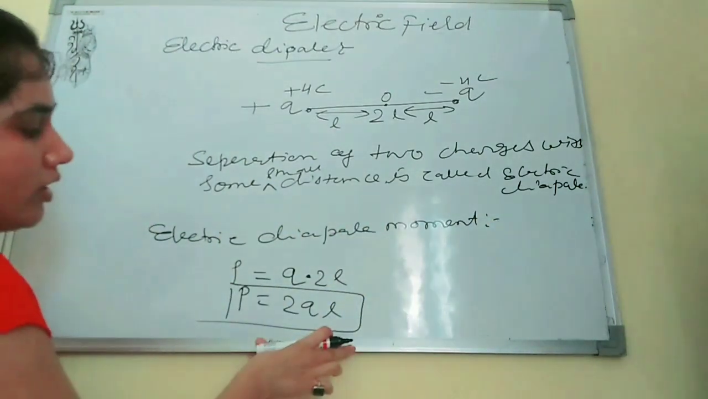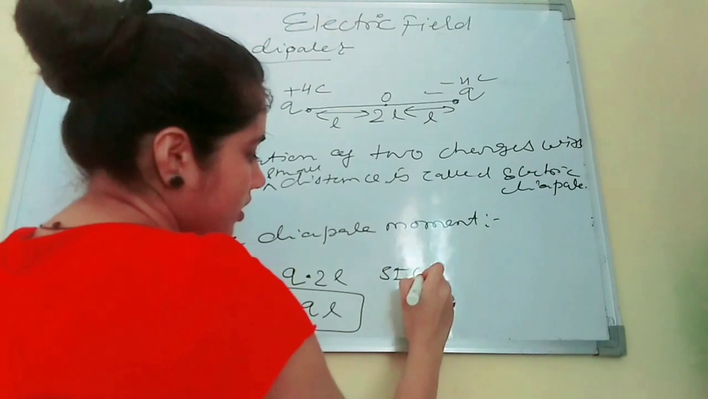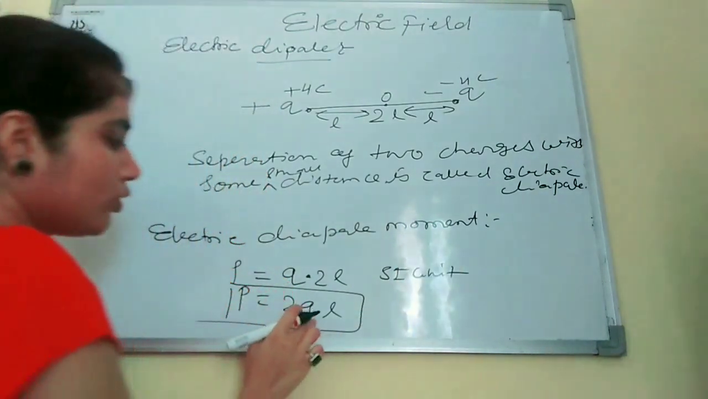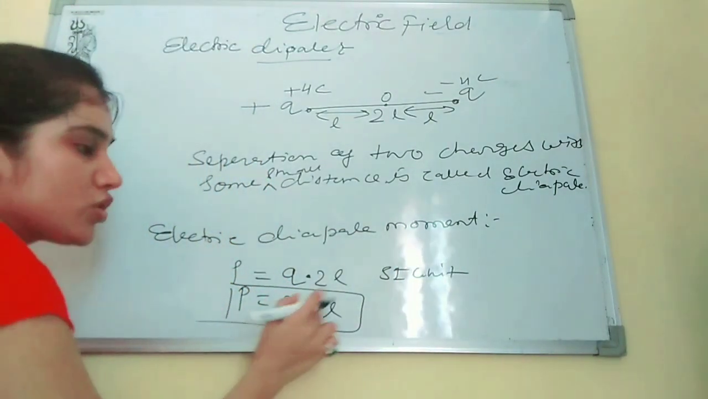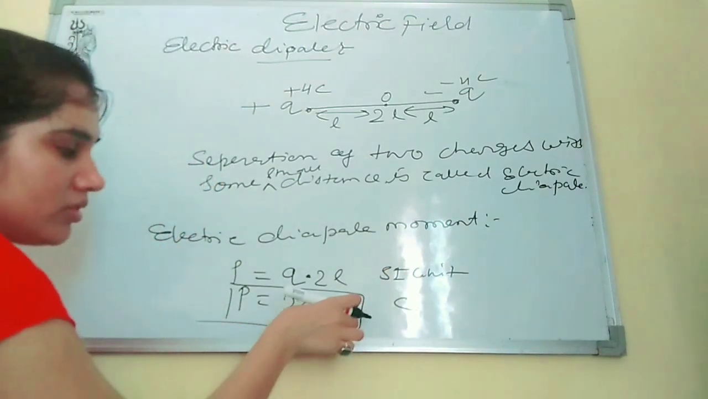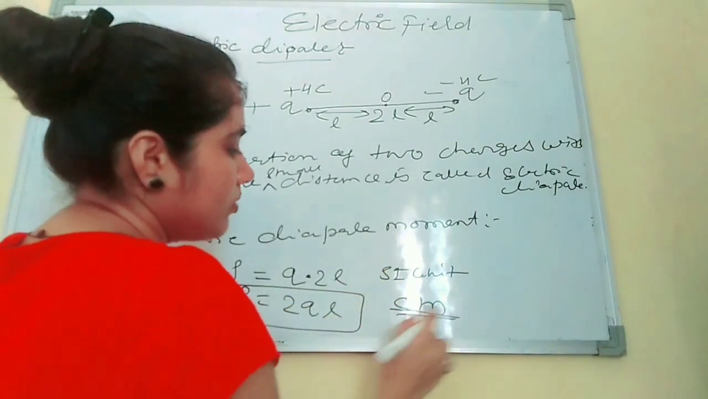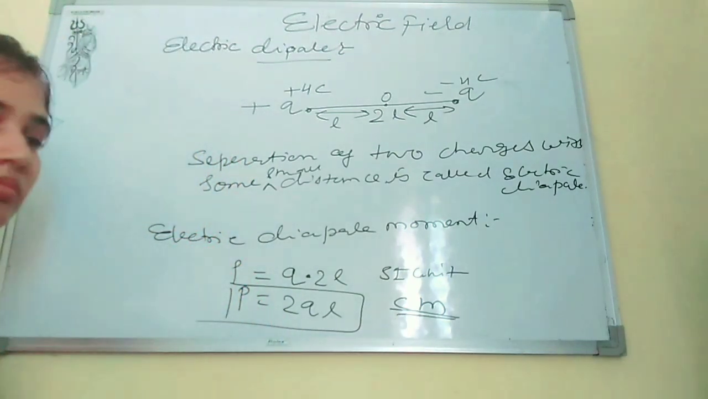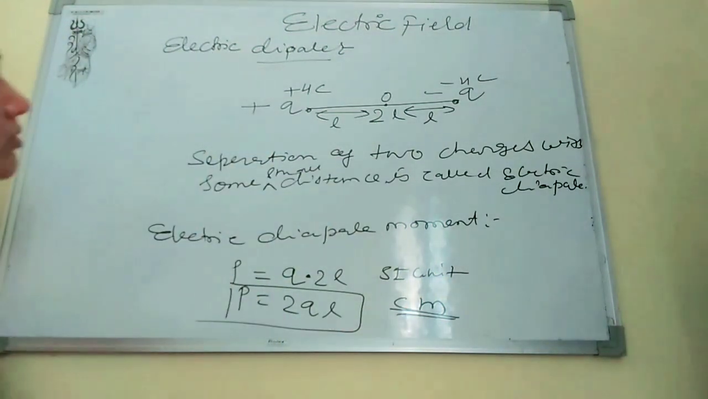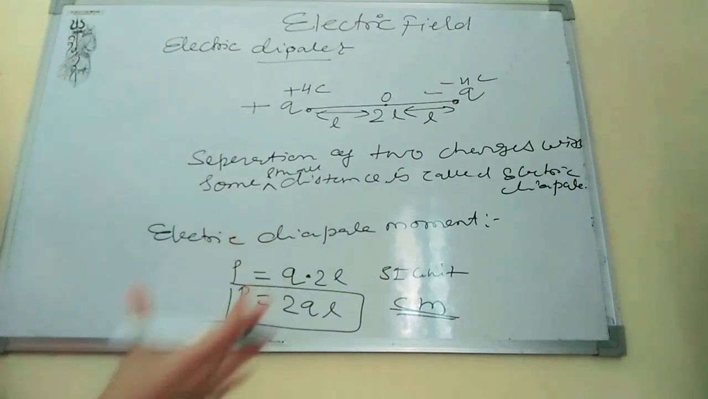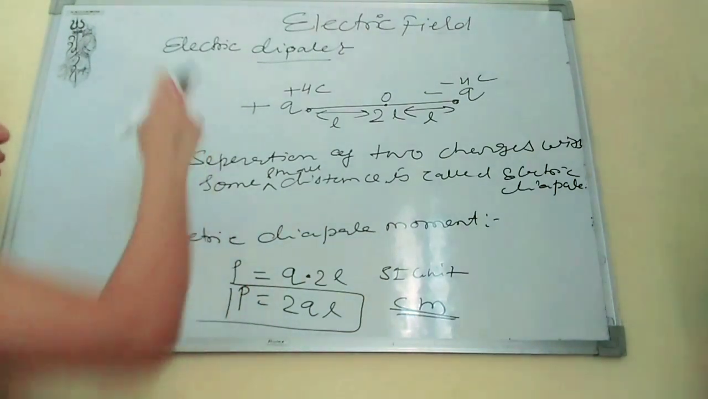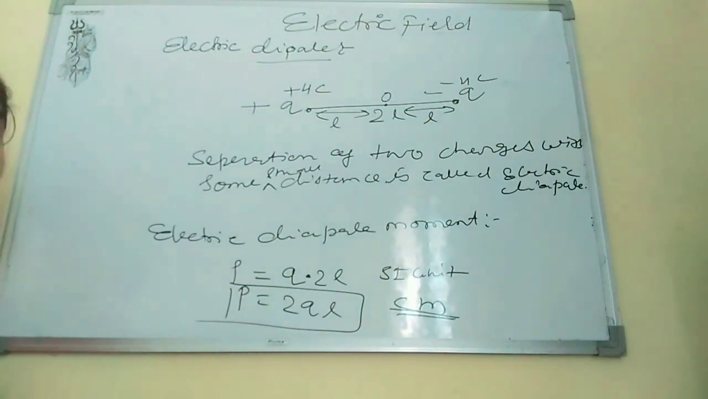Now the SI unit of this: we know the unit of charge is coulomb and the unit of length is meter. So the SI unit will be coulomb meter. Just note it down, and then we will see the electric field due to an electric dipole. Take a screenshot.